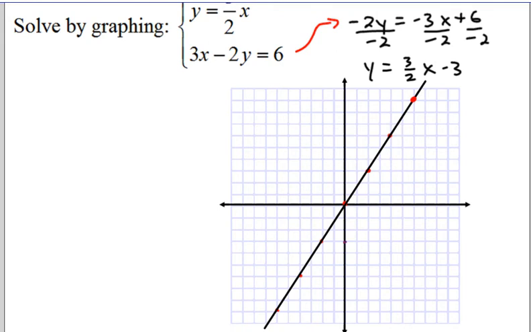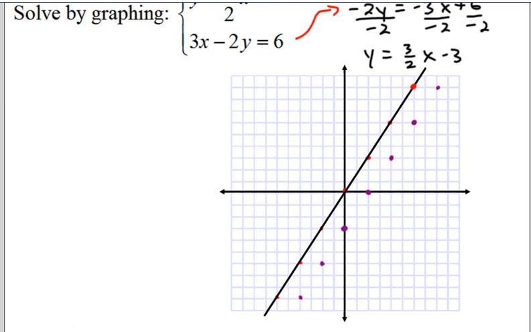1, 2, 3. The slope is 3/2, so I'll go up 1, 2, 3, and over 2. Up 3, over 2. I could go down 3 to the left 2.